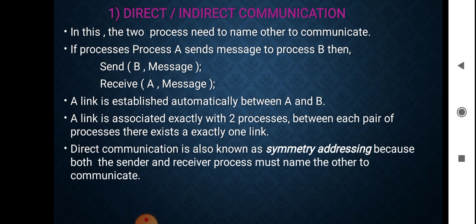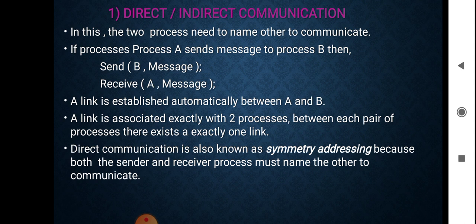So again, the direct communication is also known as symmetric addressing. What is the another name of direct communication? The another name of direct communication is symmetry addressing. So why do we call this direct communication symmetry addressing? Because both the sender and receiver process are going to specify the name of the process whenever we want to communicate. That is because both the sender and receiver process must name the other to communicate with each other.